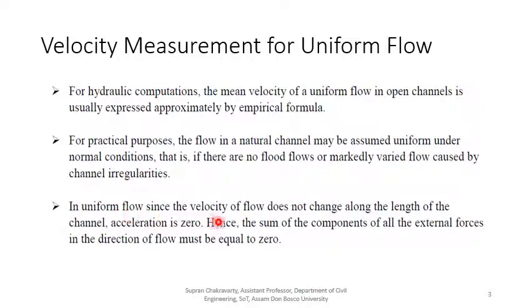In uniform flow, since the velocity of flow does not change along the length of the channel, acceleration is zero. So we don't consider the component of acceleration. Hence, the sum of the components of all the external forces in the direction of flow must be equal to zero. So this is very important. Whatever forces act on an open channel, if we consider all the forces in one direction and add those, it has to be equal to zero. That is, it is following the law of equilibrium.